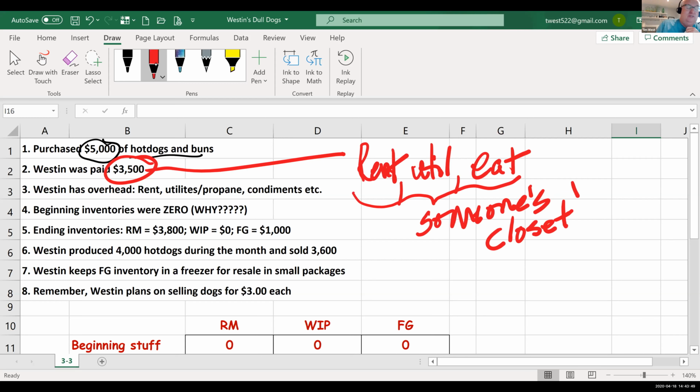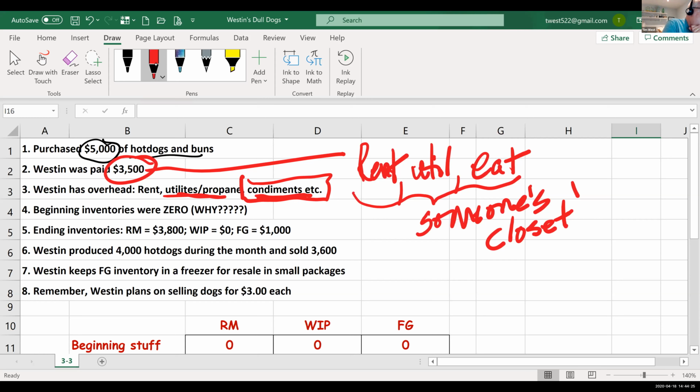Now, Weston also has some overhead. For the business, Weston would pay rent, shall we say, on the cart that they have, maybe utilities or propane costs, condiment costs, and those would fit into overhead. One of the reasons condiments would be overhead is because Weston doesn't really want to keep track of all the little things of ketchup and mustard and whatever. So they're just going to consider those part of the overhead.